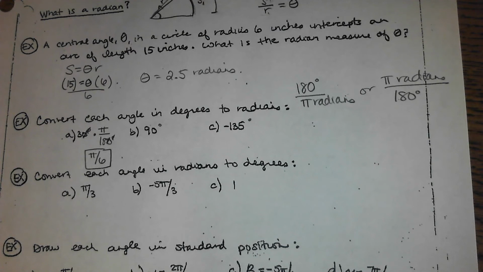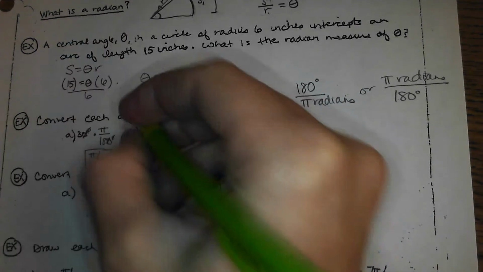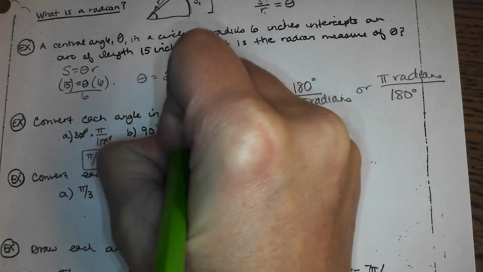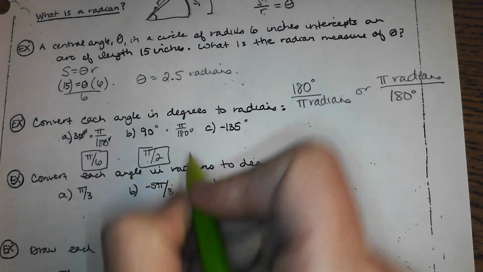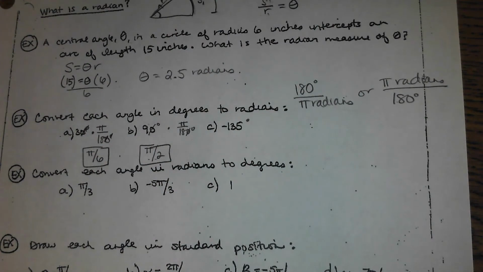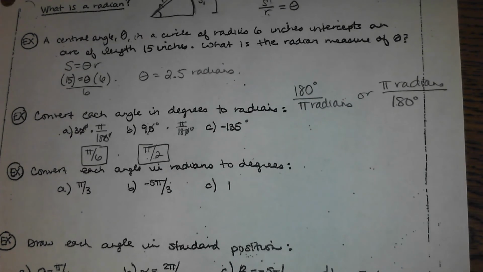Yes? Do you remember, without doing it, what 90 degrees was? Pi over 2. We can obviously do that out. So your zeros will cancel. 9 over 18 is 1 over 2. Now, negative 135 is not one of your reference angles, so you probably don't remember that.